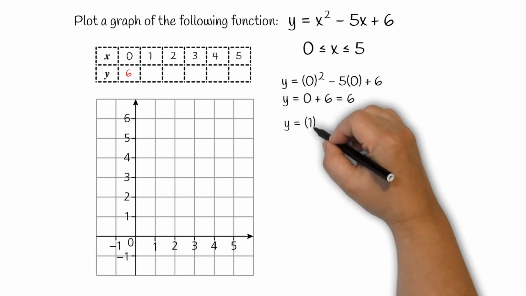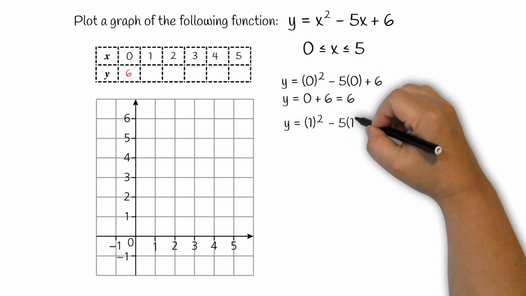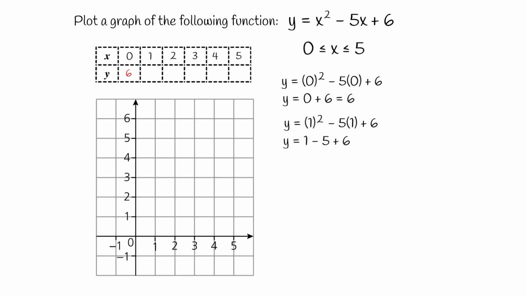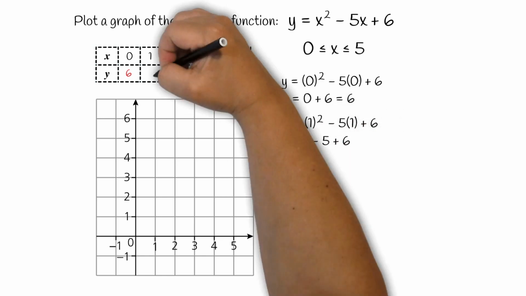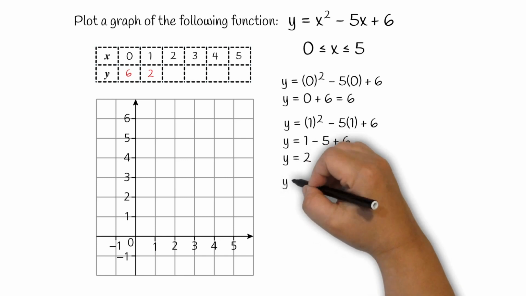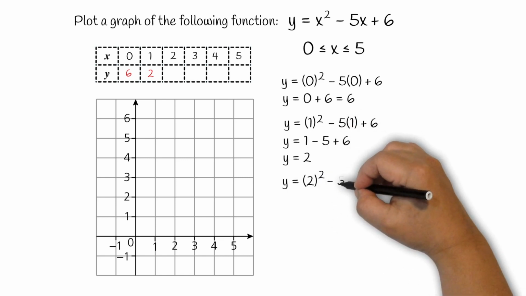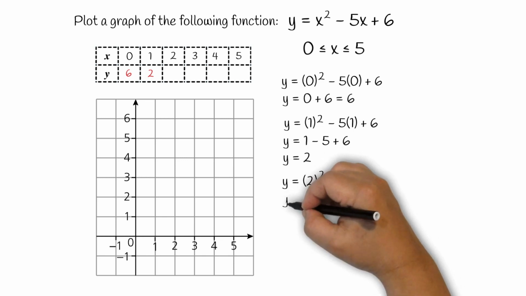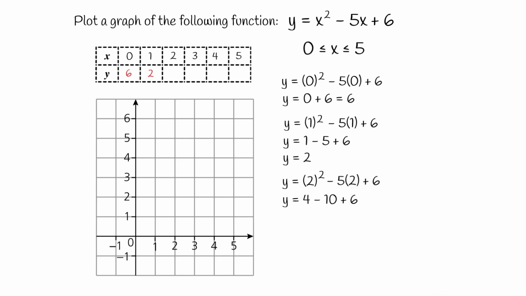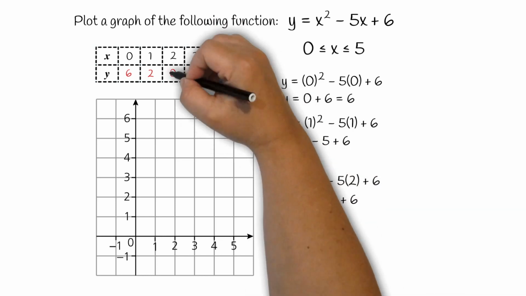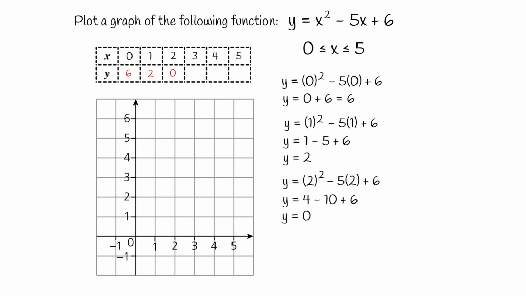Let's take a look at the next x value of 1. So we substitute this value of 1 into the equation. 1 minus 5 plus 6 is equal to 2. Negative 4 plus 6 is equal to 2. So when x is equal to 1, y is equal to 2. Let's take a look at the next x value of 2. So we substitute this value of 2 into the equation. Then we have 2 squared minus 5 times 2 plus 6. So that will be 4 minus 10 plus 6, which is equal to 0, since negative 6 plus 6 is equal to 0. So when x is equal to 2, y is equal to 0.